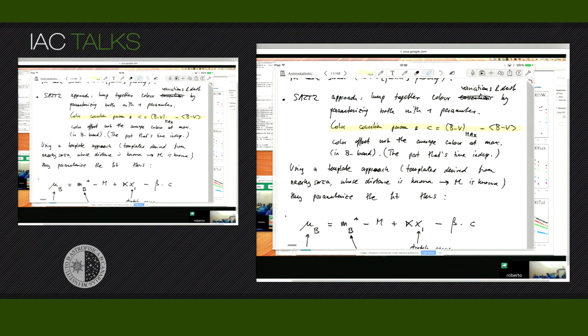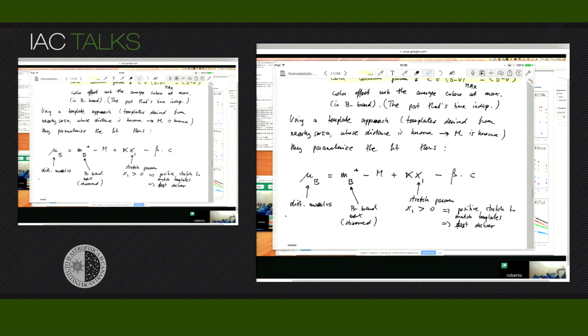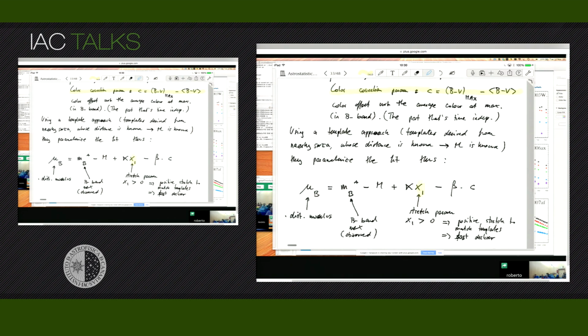And then there's another parameter which is called X1, which is a so-called stretch parameter. You can think of X1 as a version of the delta M15 parameter, telling you whether the supernova is a fast or slow decline. It's called stretch parameter because it stretches the time axis of the light curves that fit to the template, to the average template.